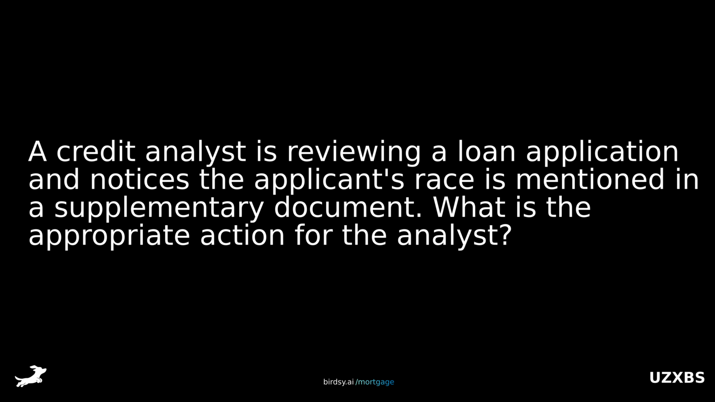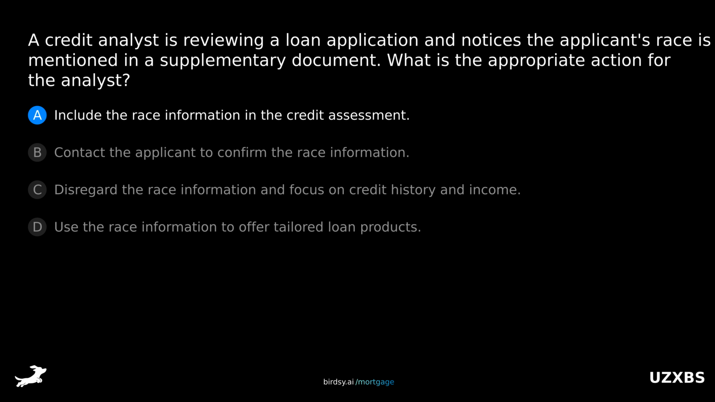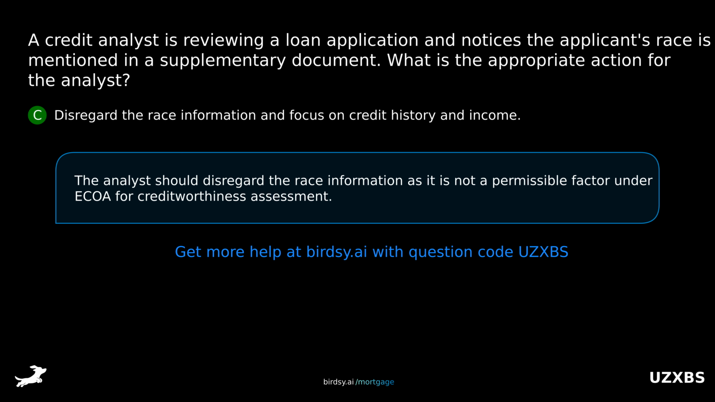A credit analyst is reviewing a loan application and notices the applicant's race is mentioned in a supplementary document. What is the appropriate action for the analyst? Is it A. Include the race information in the credit assessment? B. Contact the applicant to confirm the race information? C. Disregard the race information and focus on credit history and income? Or D. Use the race information to offer tailored loan products? The answer is C. Disregard the race information and focus on credit history and income. The analyst should disregard the race information as it is not a permissible factor under ECOA for creditworthiness assessment.